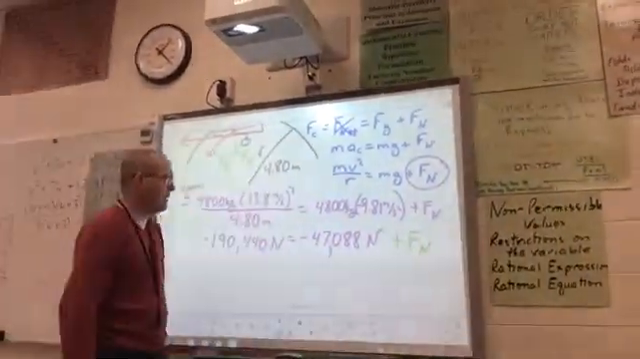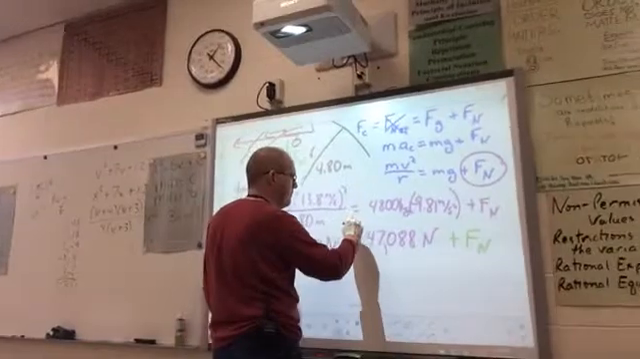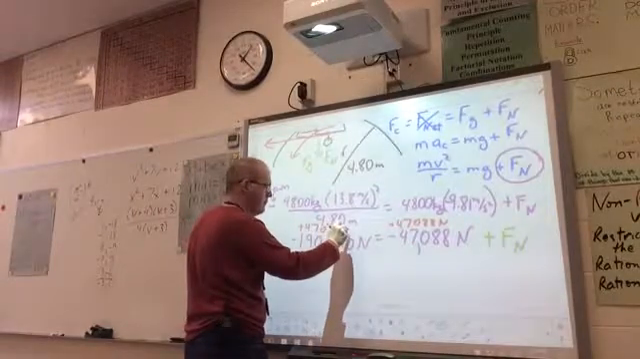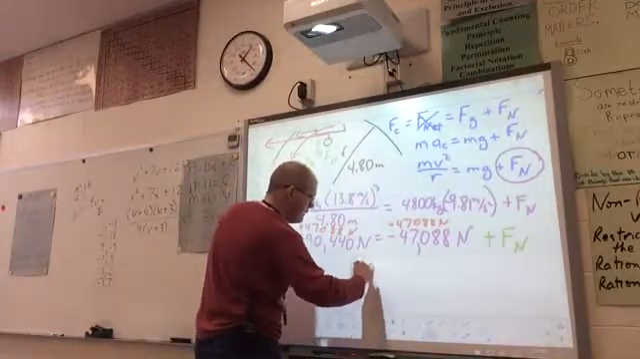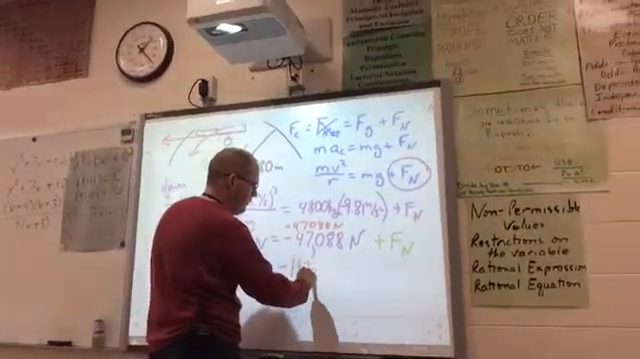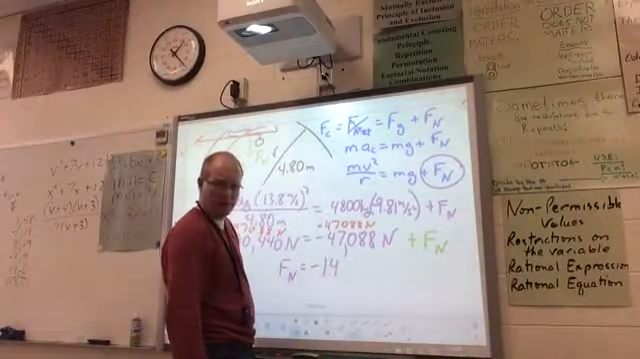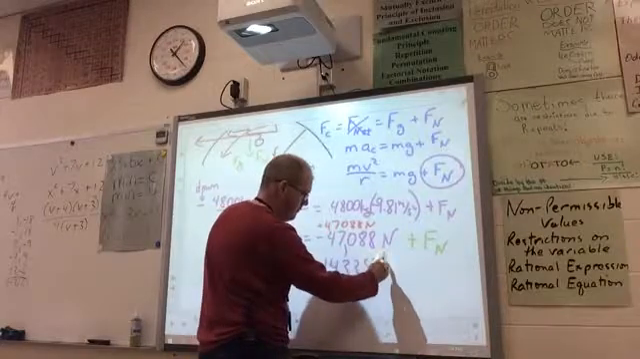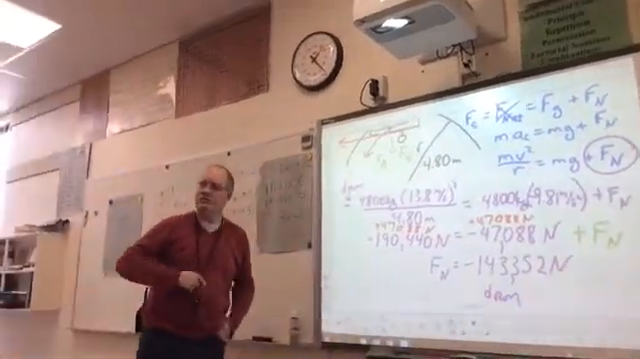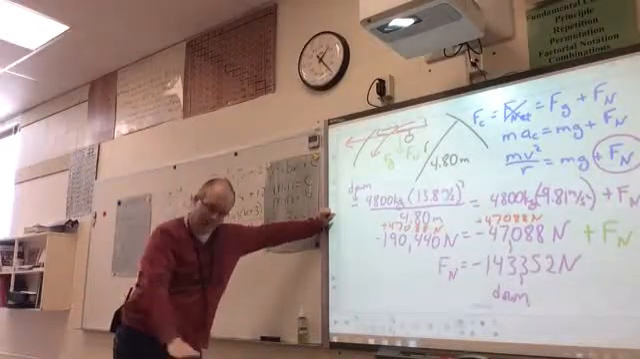So, how do I get force normal all by itself? Add 47,088. So force normal is minus 143,352. So, the roller coaster is pushing down on you 143,000 newtons. So that's the pressure you feel going down.